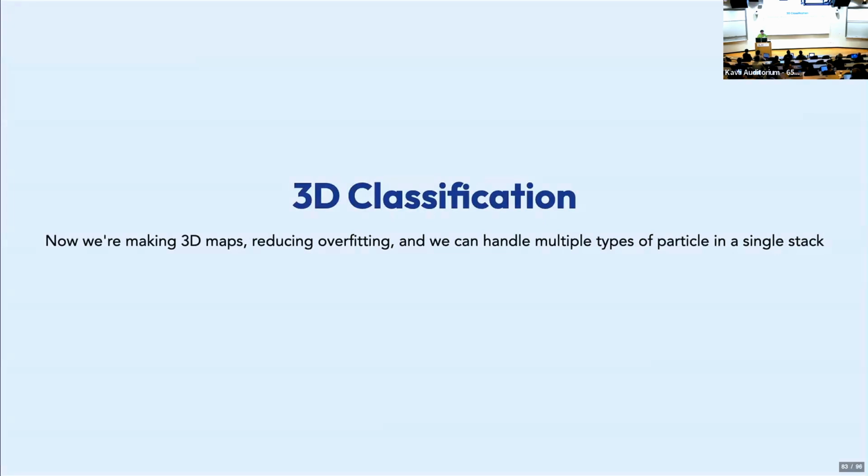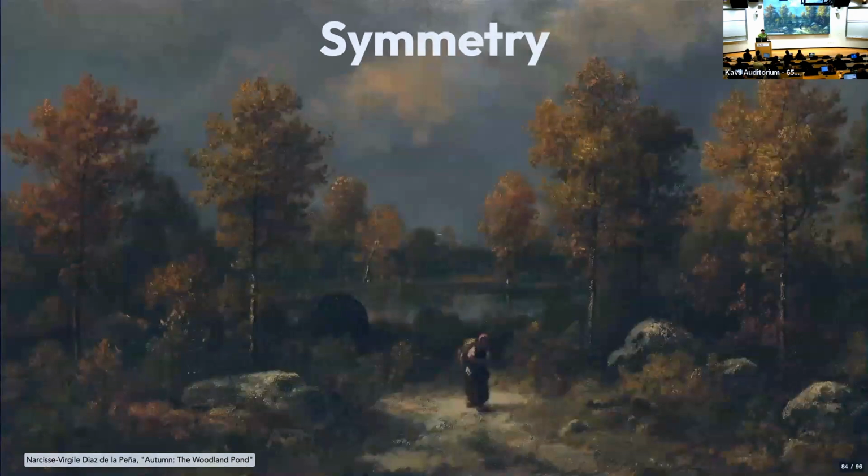So now we've got our 3D maps, we've reduced overfitting, and we can handle multiple different types of sample, right? But have we squeezed every last drop of information out of these particle images? Okay, there's one last concept that we haven't really talked about, and that's symmetry. We all love symmetry. We remember it from kindergarten.